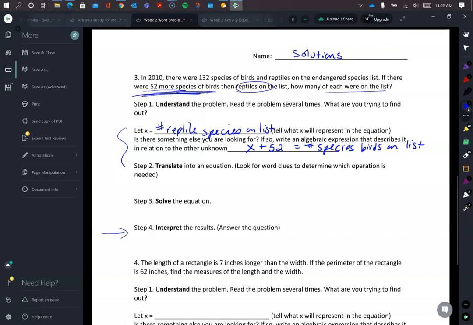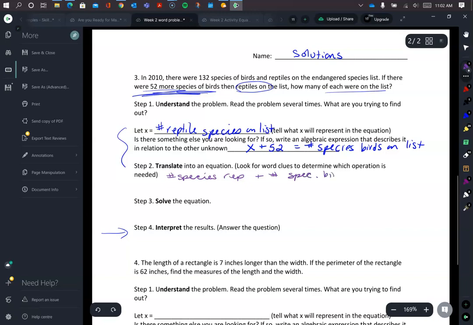So now we're thinking about how to translate that. Let's write a little phrase here just to say the number of species of reptiles plus number of species, and I'm abbreviating here, birds, equals the total on list, or total together of those two types of things. So then we're going to write our equation. So we have X reptiles plus X plus 52 birds.